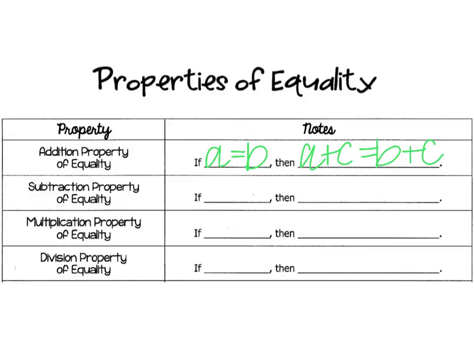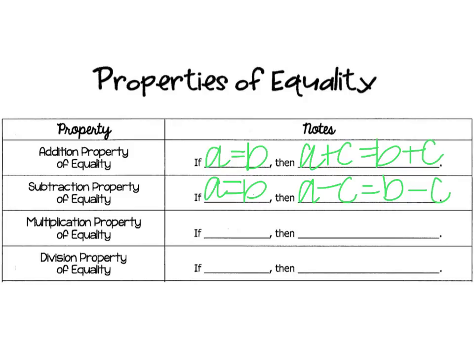And hopefully you notice that these are in if-then form. These are called conditional statements. All right, so we're using those conditional statements in our properties of equality. Then the subtraction property of equality: if A equals B, then A minus C equals B minus C. So basically we're subtracting C from both sides of the equation.